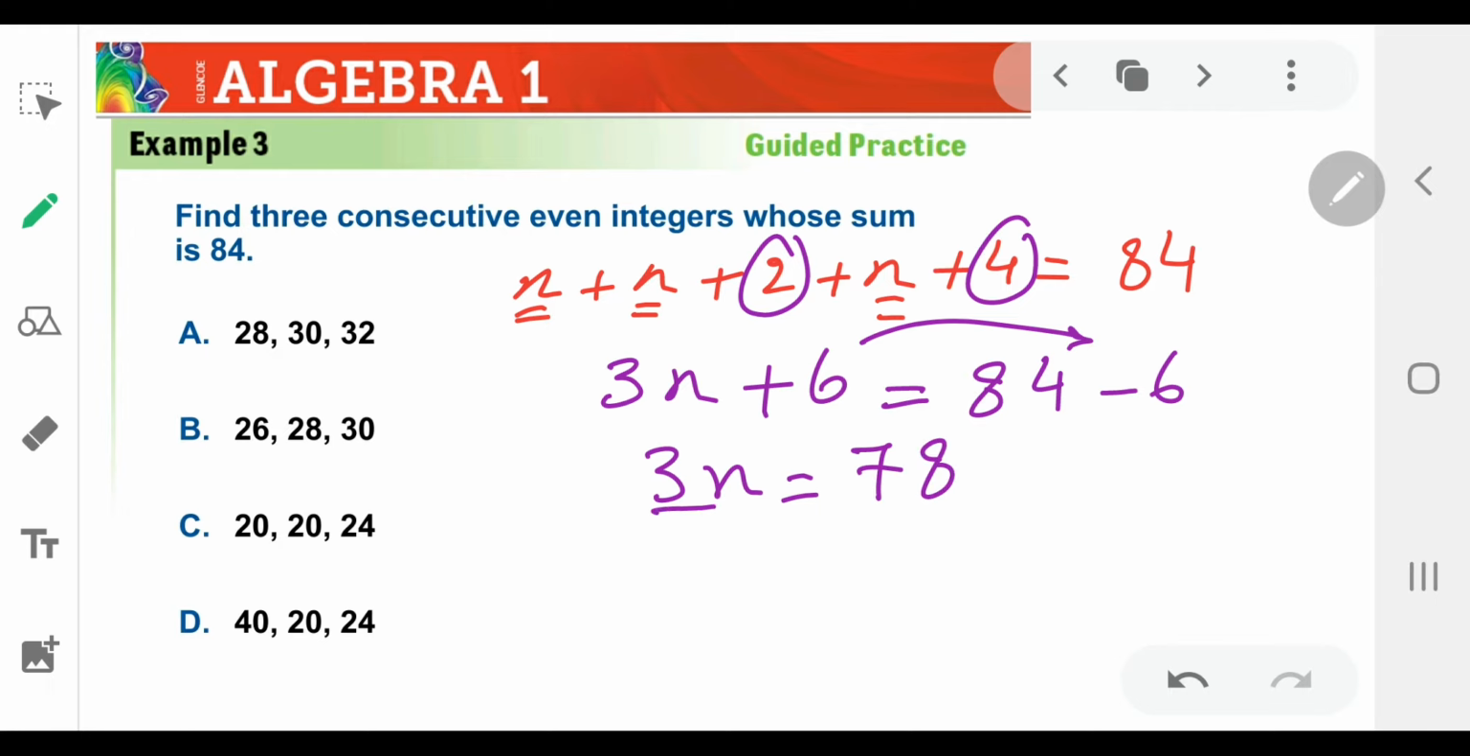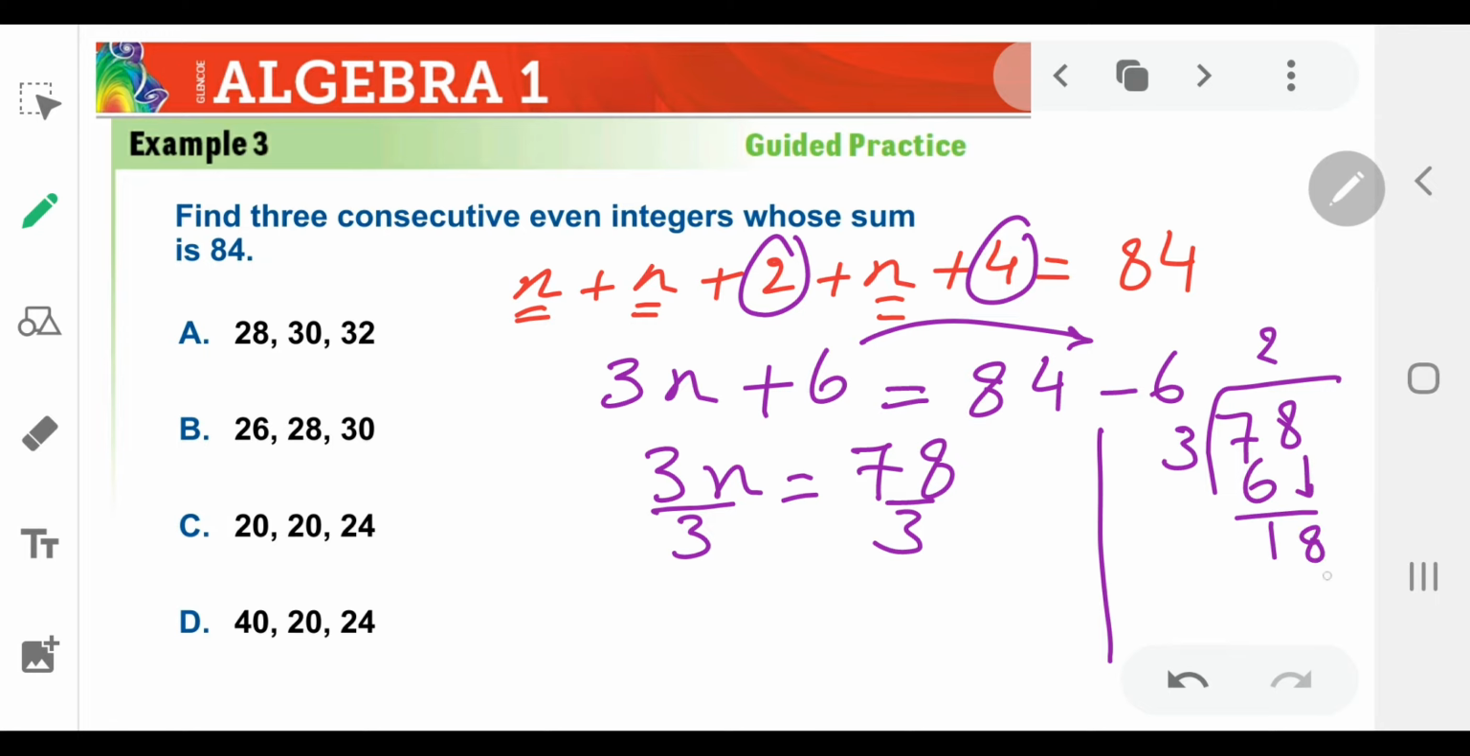And again, I have to get rid of the 3, directly divide the other side by 3 using the long division. 78 divided by 3 is 2, 2 times 3, 6. I have 1 and then drop the 8. 18 divided by 3 is 6. 6 times 3 is 18. So n would be 26.